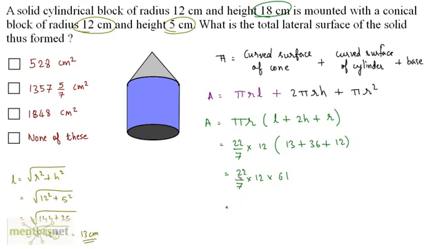now if you solve 22 times 12 times 61, you will get 16104 divided by 7, and this when solved will give you a value around 2300 point something. Now this value is not there in our options, so the appropriate choice would be none of these.